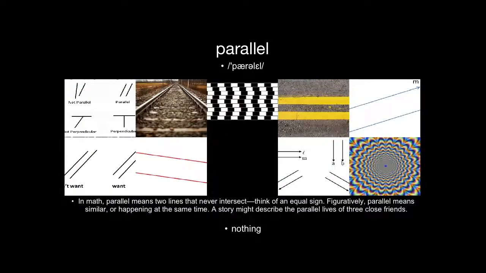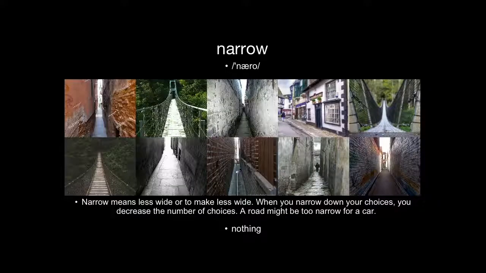Parallel in math. Parallel means two lines that never intersect. Think of an equal sign. Figuratively, parallel means similar, or happening at the same time. Narrow means less wide or to make less wide. When you narrow down your choices, you decrease the number of choices. A road might be too narrow for a car.